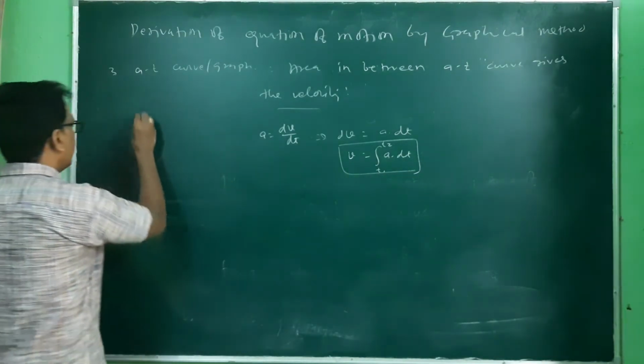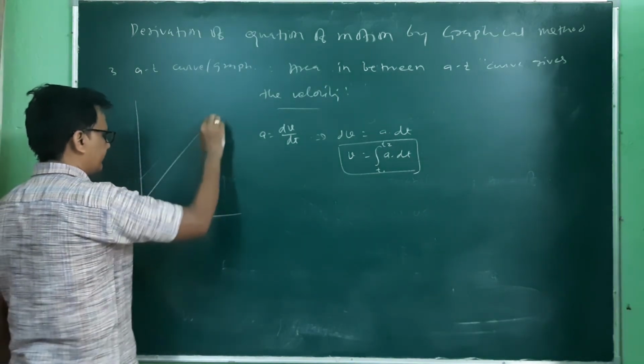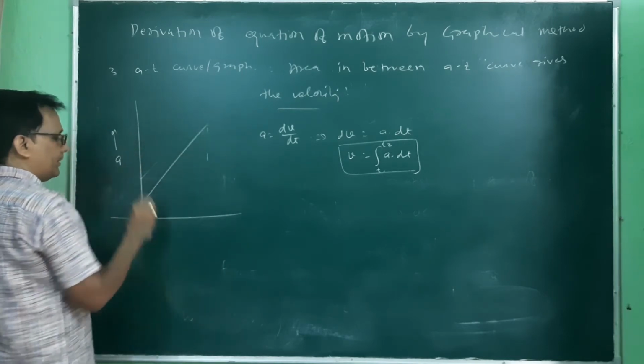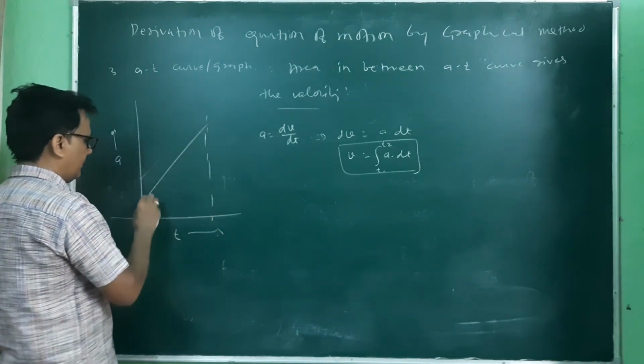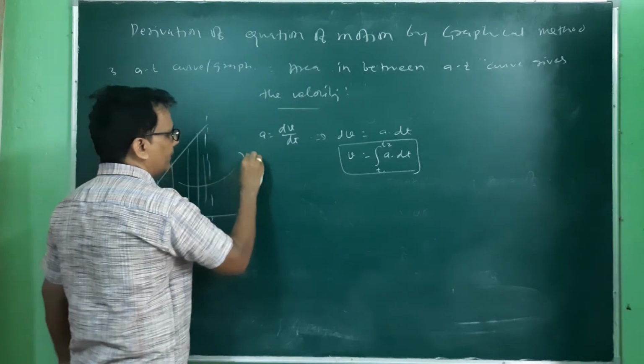So if we have any plot like this, where this is acceleration and this is time t, then the total area covered in this will give the velocity.